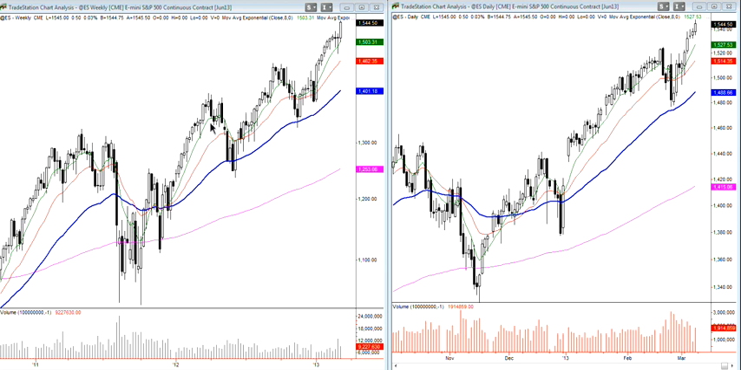Most of the trends I'm looking for are obviously trends to the upside until proven otherwise, and that is still basis this 1440 area, that is the low for the year.